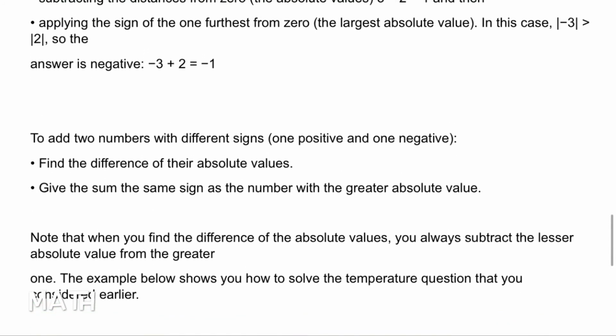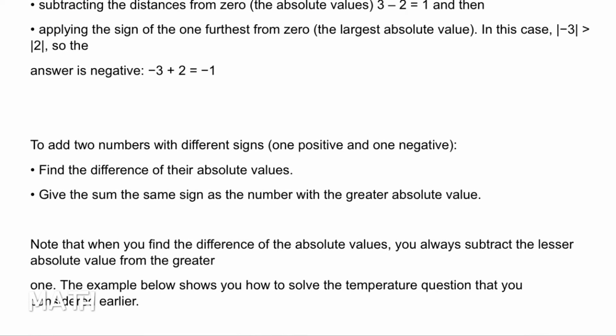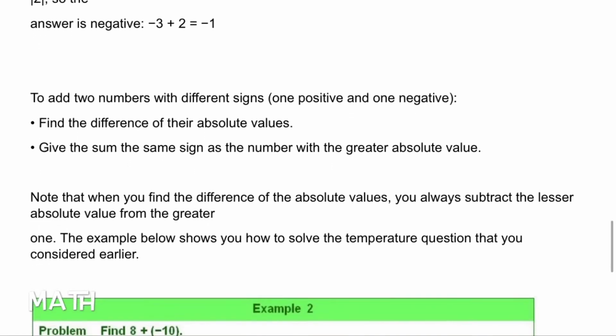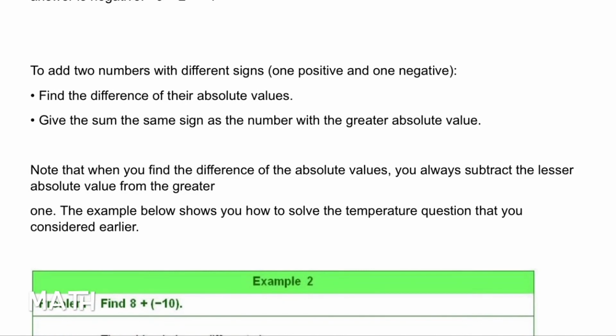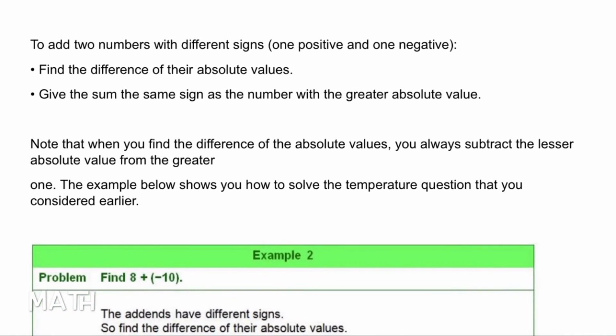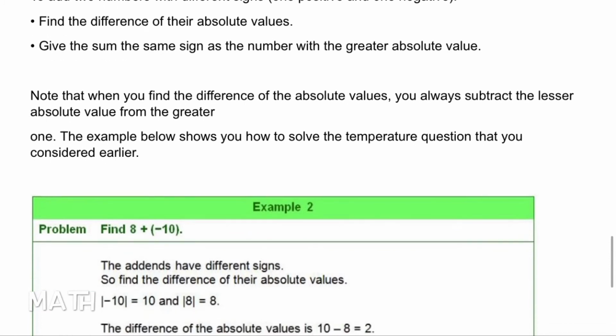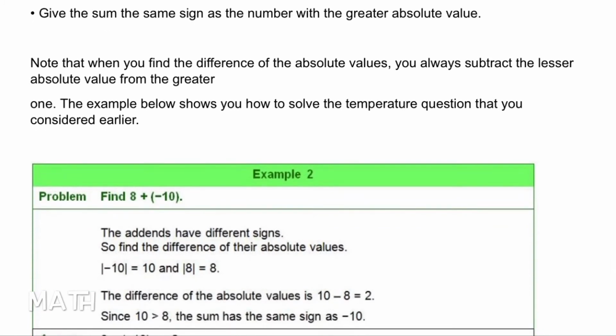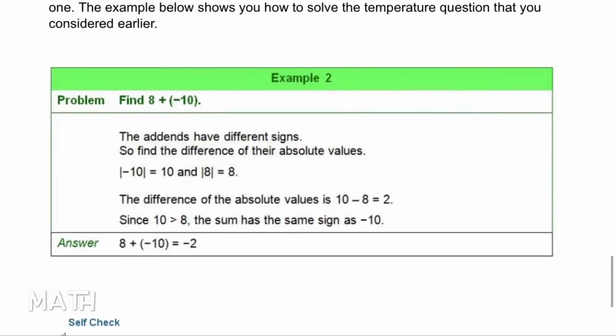To add two numbers with different signs, one positive and one negative, find the difference of their absolute values. Give the sum the same sign as the number with the greater absolute value. Note that when you find the difference of the absolute values, you will always subtract the lesser absolute value from the greater one. The example below shows you how to solve questions like the one you considered earlier.